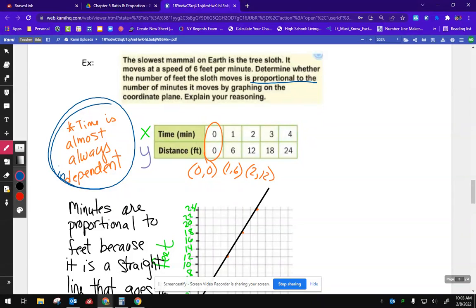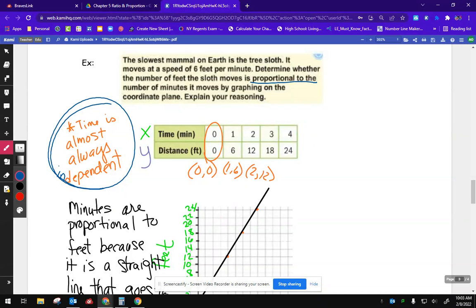Well, he went for 0 minutes, he went 0 feet. 1 minute, 6 feet. 2 minutes, 12. 3 minutes, 18. 4 minutes, 24. You can tell, I taught you last week, how to tell if this is a constant rate. Does this have a constant rate? Yes. 6 divided by 1 is 6. 12 divided by 2 is 6. 18 divided by 3 is 6. So it's a constant rate.